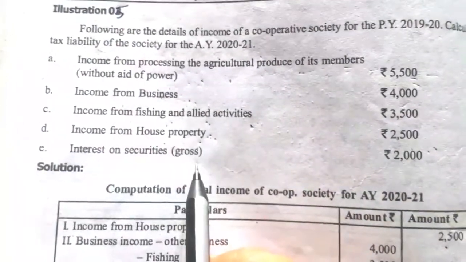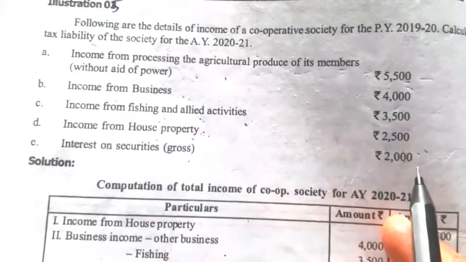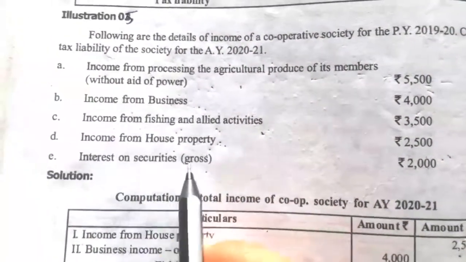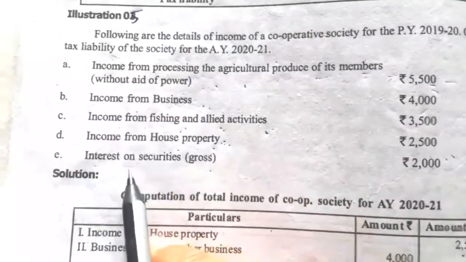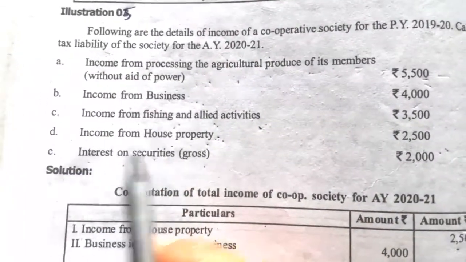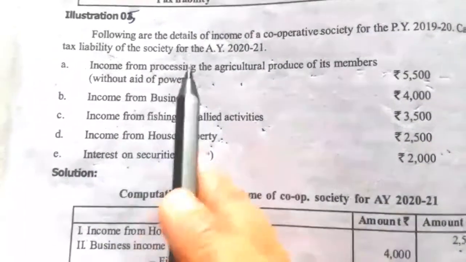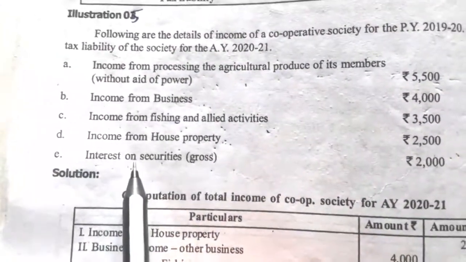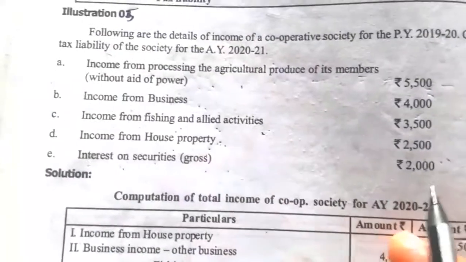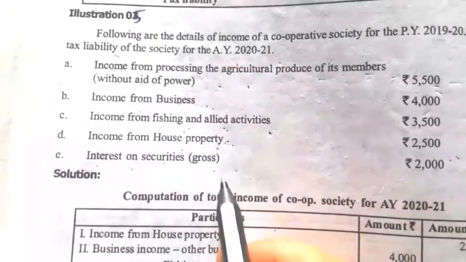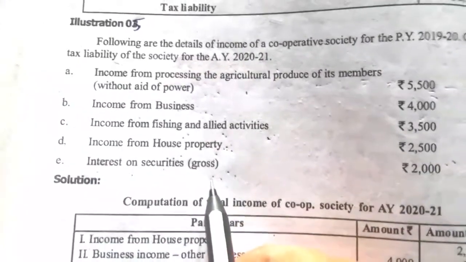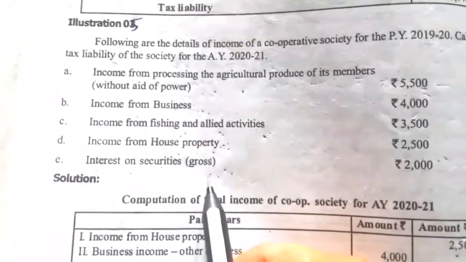Similarly, interest on securities. This is the income we have to write under the head income from other sources. Interest income is income from other sources, not from any of the above heads of income. So we take it under Section 56, interest on securities 2,000. For these two incomes we can claim deduction under Section 80P only if the gross total income is less than 20,000.